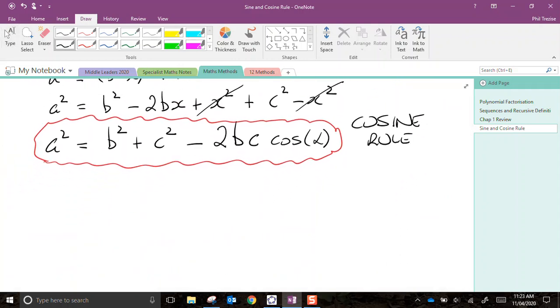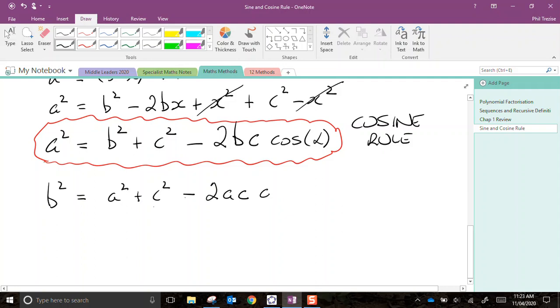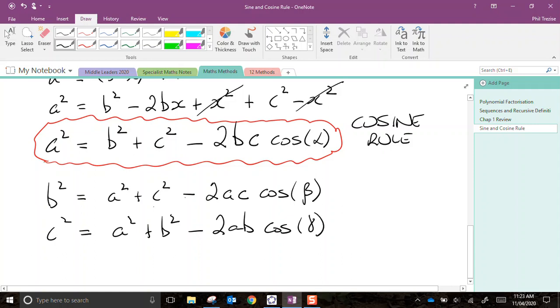So we could write this, if b was the subject, b squared, the other two sides must be a squared plus c squared minus, and it's these two again, 2ac, and now what's the angle between a and c? It's beta. Alternately, we could start with c squared equals a squared plus b squared minus 2ab, a and b are repeated here. And what's the angle between a and b? It was gamma. So all three of those are equivalent, and which one you write really depends on what information you've been given to work with.